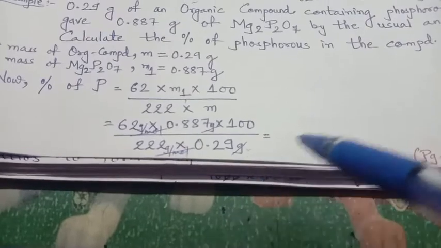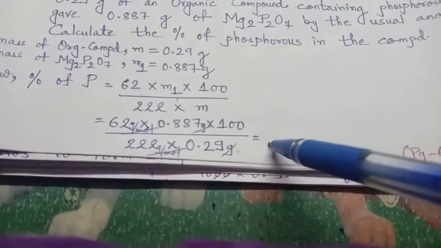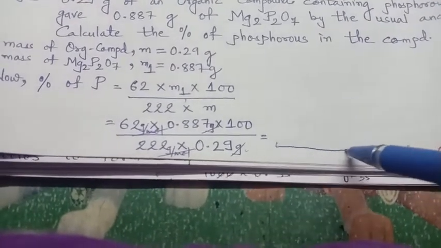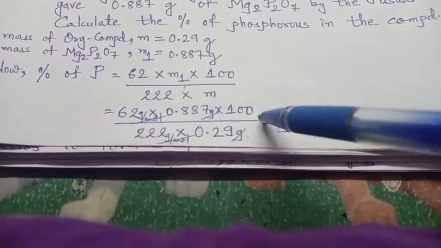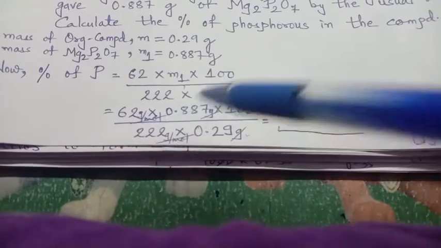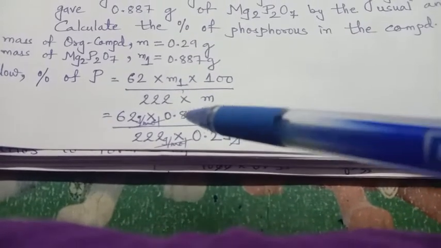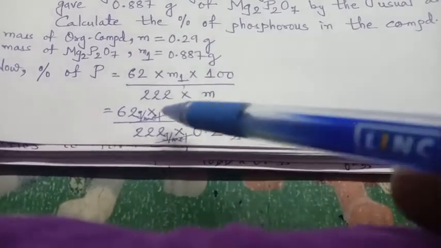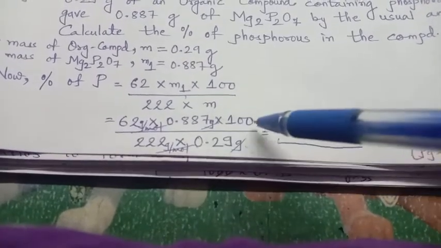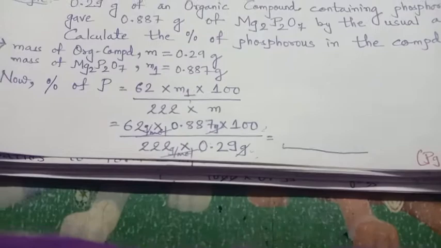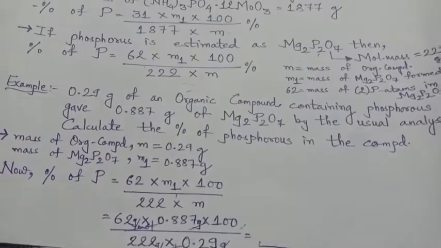And you see the calculation, and here find out the percentage. 62 into 0.887 into 100 upon 222 into 0.29. This gram will be cancelled, this mole will be cancelled, right? And so the answer will remain in percentage.